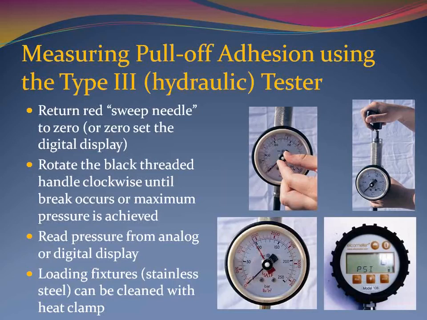The black needle will return to 0 when the pressure is released, but the red sweep needle will hold the reading. Of course, the digital version will display the maximum force until the display is reset with the 0 button. Increase the tension smoothly and evenly using a moderate speed, again no faster than 150 psi per second. Continue to increase the tension until the test is complete, ideally in 100 seconds or less. After the loading fixtures are evaluated, they can be cleaned and reused.